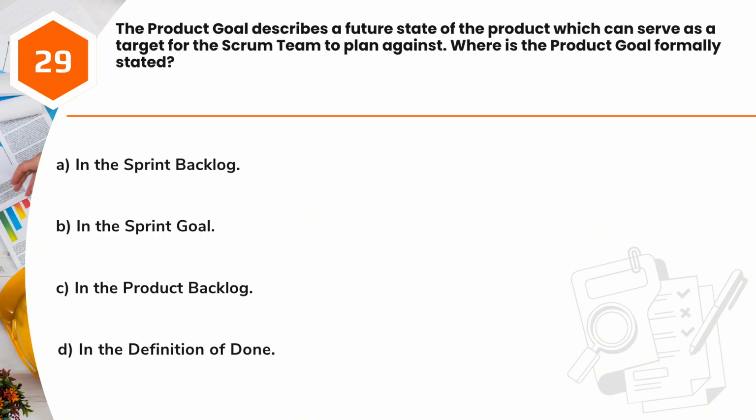Question 29. The product goal describes a future state of the product which can serve as a target for the Scrum team to plan against. Where is the product goal formally stated? A. In the sprint backlog. B. In the sprint goal. C. In the product backlog. D. In the definition of done.